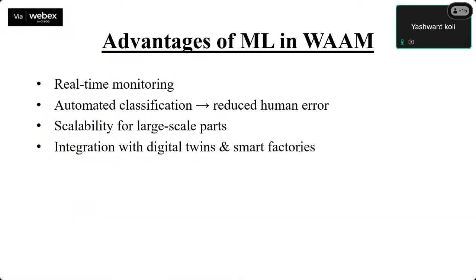The advantages of using ML in WAM are that we can go for real-time monitoring, automated classification, and reduced human error. We can have higher scalability for large-scale parts. For industry purposes, we can increase the scalability. All these things we are doing by integrating the sensors, data collection, data processing, and data analysis. So all the things are for the industry.